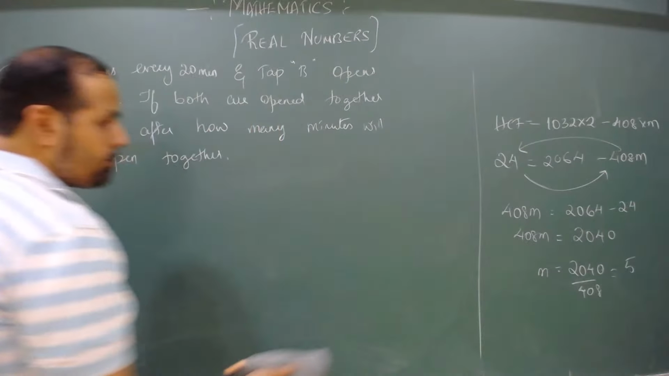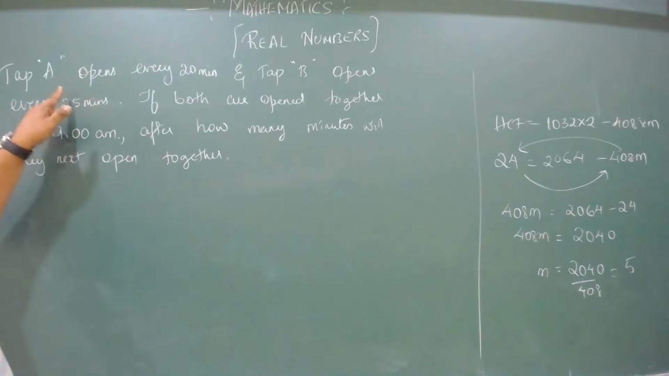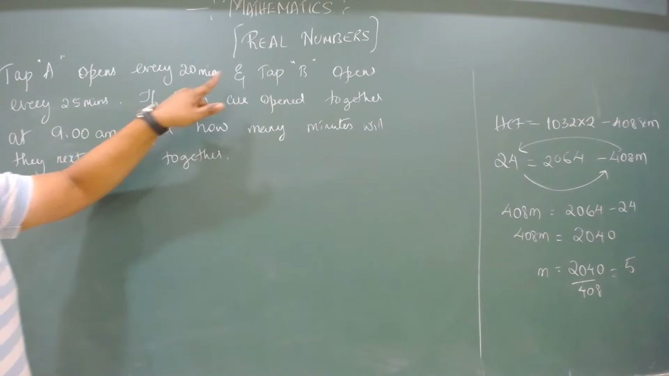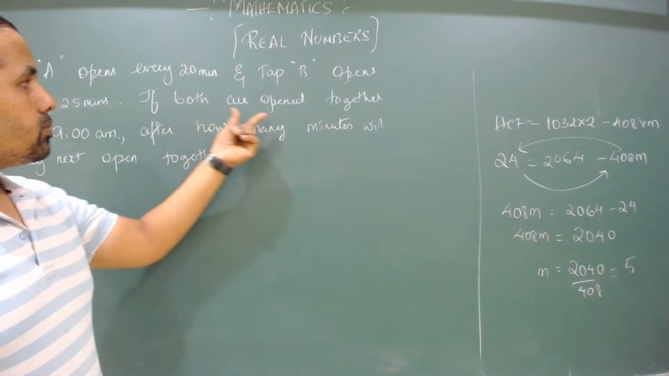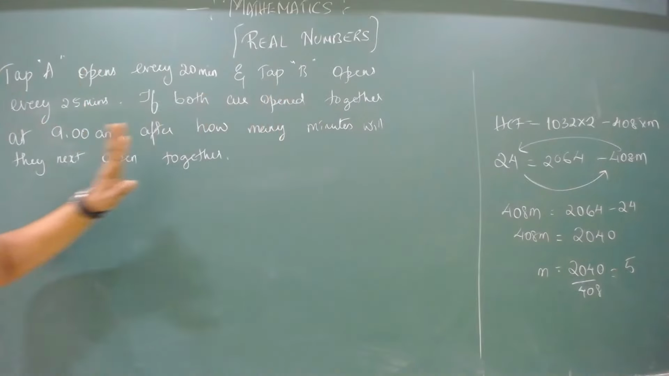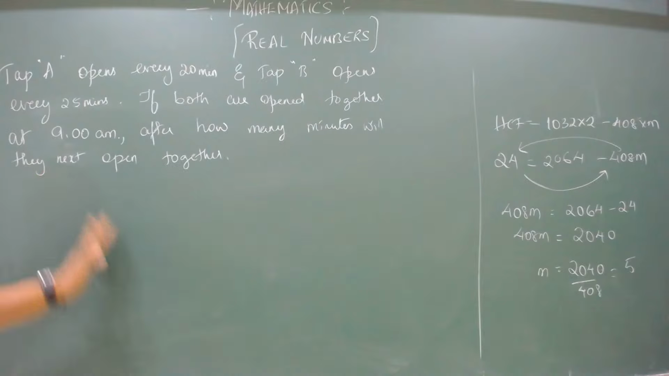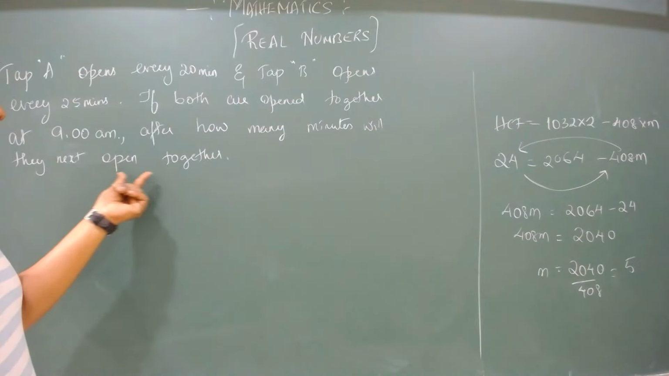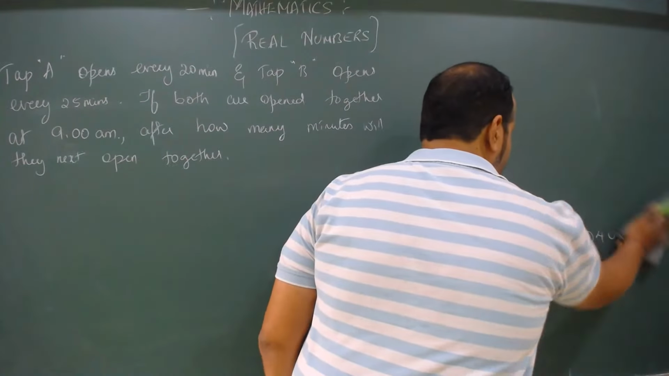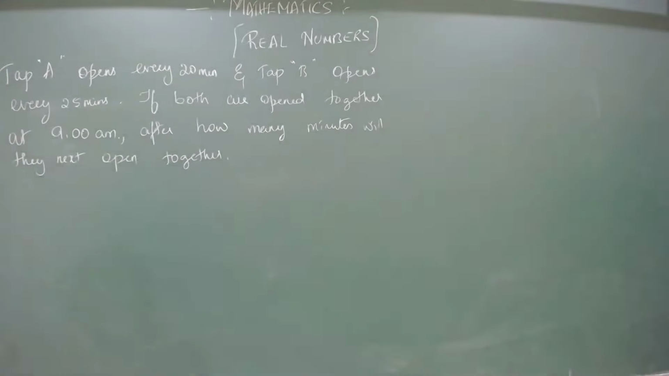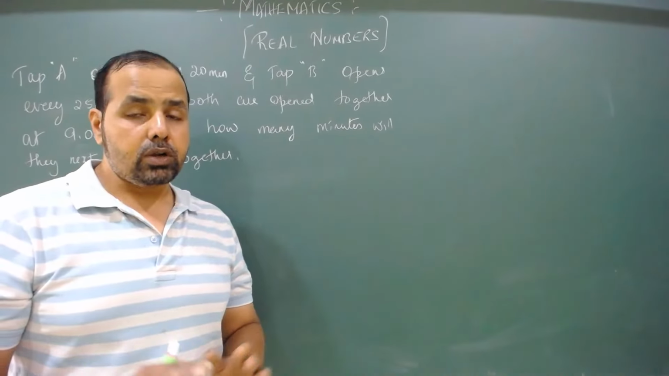Both tap A and tap B. Tap A opens every 20 minutes, whereas tap B opens every 25 minutes. Now, if both are open together at 9 a.m., after how many minutes will they open together next time? I repeat once again. They both are open at 9 a.m. After how many minutes will they both open together again?